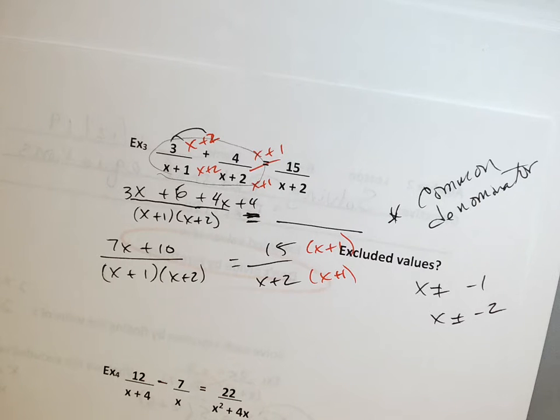7x plus 10 equals 15 times x plus 1, which is 15x plus 15. And then it becomes an easy problem, doesn't it? Okay, one more time before I move on. You can get a common denominator on both sides. And then if you multiply by the common denominator, so what I'm going to teach is this.